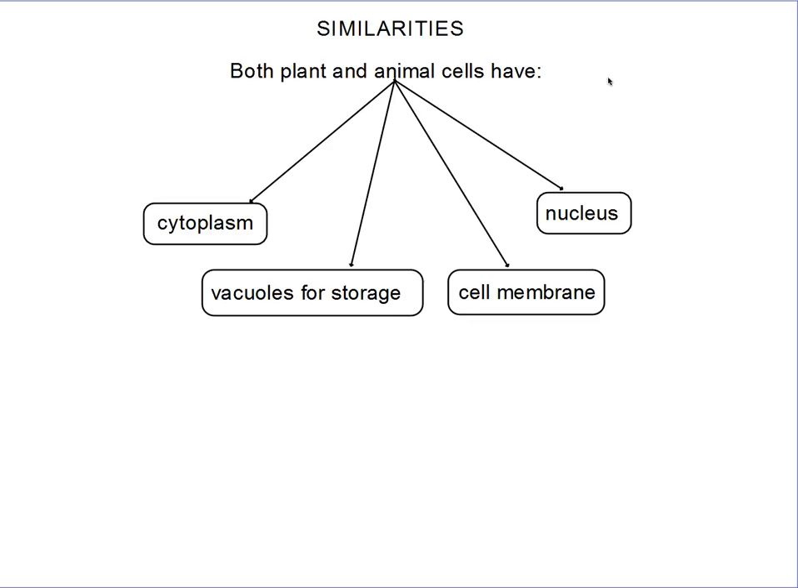Okay, now let's see the similarities. Both plant and animal cells have one, they both have the cytoplasm. Okay, they both have vacuoles for storage. Now this vacuole here is a similarity, it is also a difference. So 1, cytoplasm, 2, vacuoles for storage, 3, they both have cell membranes, and 4, they both have nuclei. Okay, so these are the similarities between a plant cell and an animal cell.